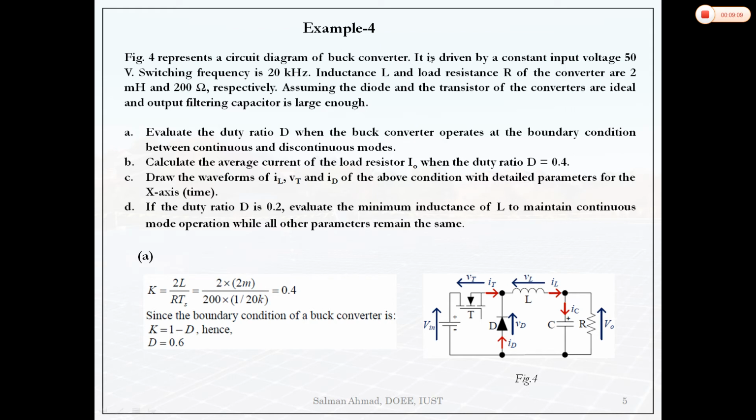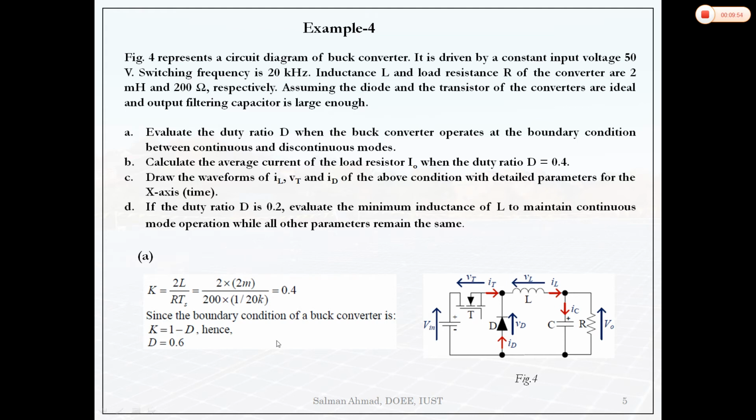Now in example 4, it is a buck converter and the input voltage is given as 50 volt, the switching frequency is 20 kilohertz, and the inductance L and load resistance are given as 2 millihenry and 200 ohm respectively. The diode and transistor are assumed to be ideal, and the output filtering capacitor is assumed to be large enough. We have to evaluate the duty ratio D when the buck converter operates at the boundary between continuous and discontinuous mode.